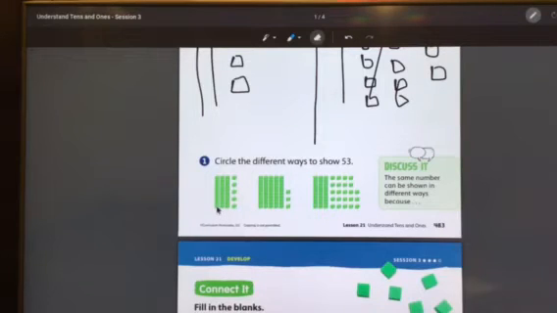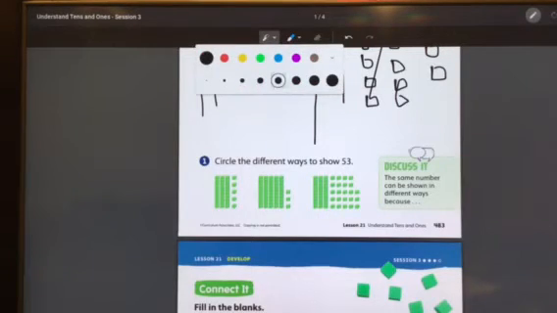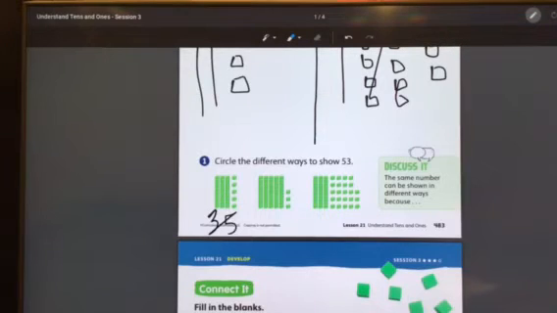So when I look here, I see 1, 2, 3 tens and 1, 2, 3, 4, 5 ones. When I count that, that's 10, 20, 30, 31, 32, 33, 34, 35. Does the number 35 show 5 tens and 3 ones? No, it does not. It shows 3 tens and 5 ones. So you're not going to circle that. Let's look at the next one.